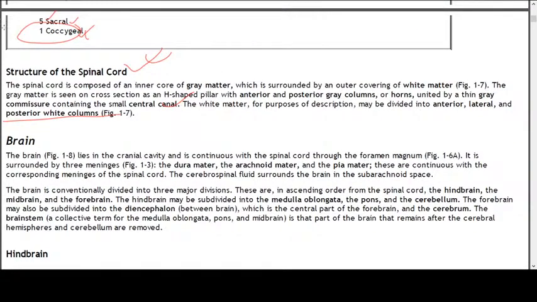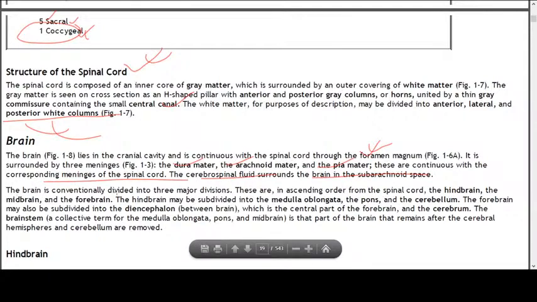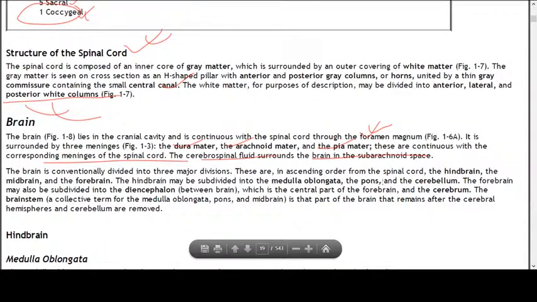Brain. The brain lies in the cranial cavity and is continuous with the spinal cord through the foramen magnum. It is surrounded by 3 meninges: the dura mater, the arachnoid mater, and the pia mater, and these are continuous with the spinal cord. The brain is divided into 3 major divisions, ascending out of the spinal cord: the hindbrain, the midbrain, and the forebrain.